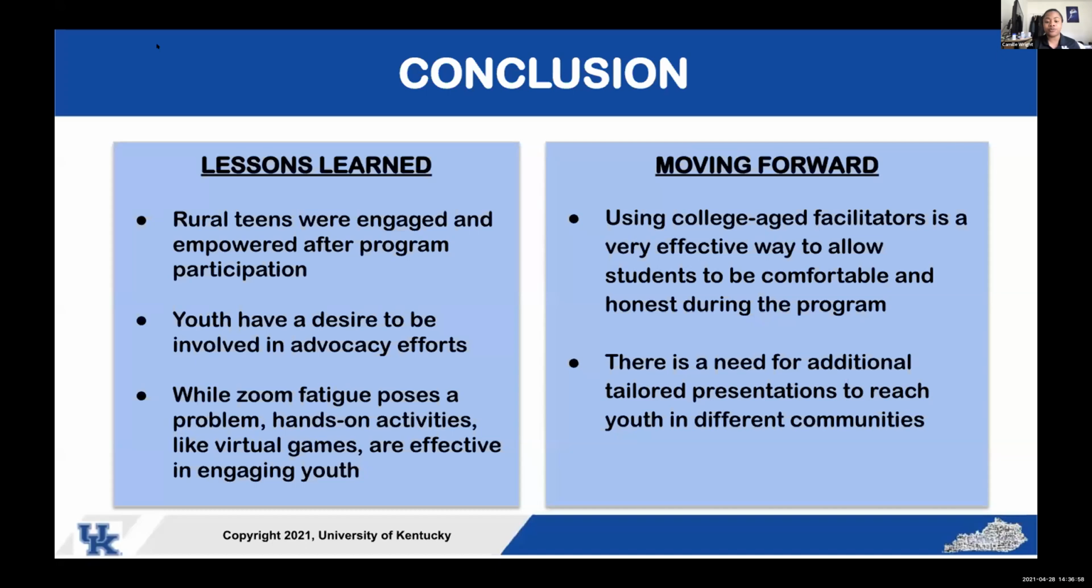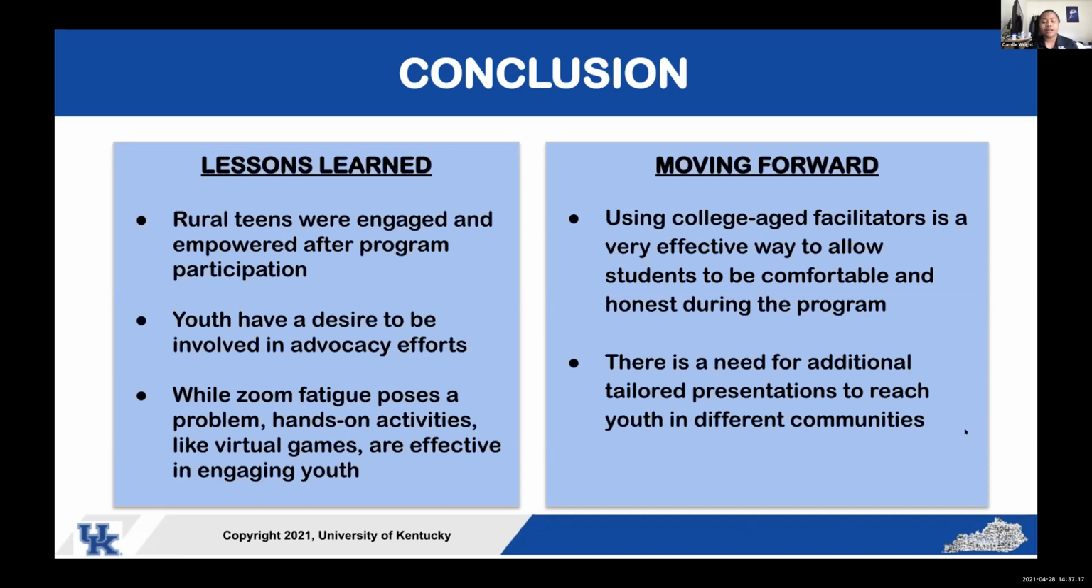active with this issue. And like I said, Zoom fatigue was definitely a problem, but doing those activities like Kahoot, different scenario activities, those were really great ways of keeping the youth super engaged, even though it was a very long session.